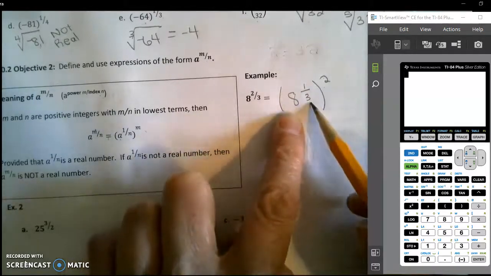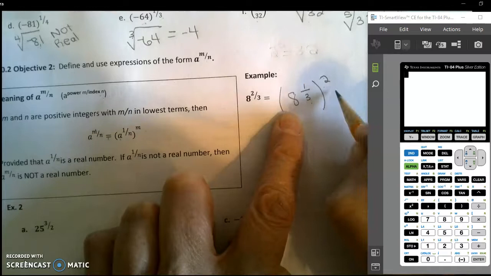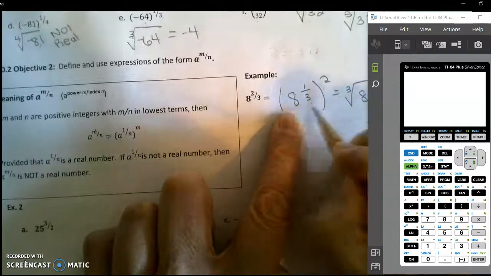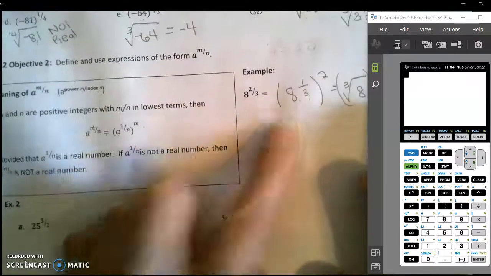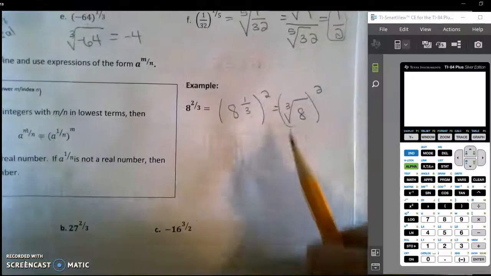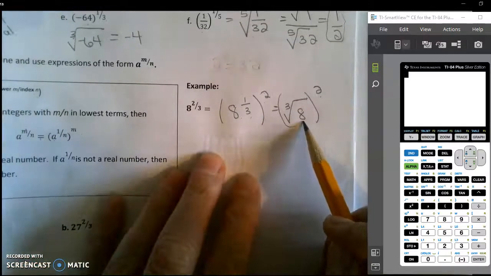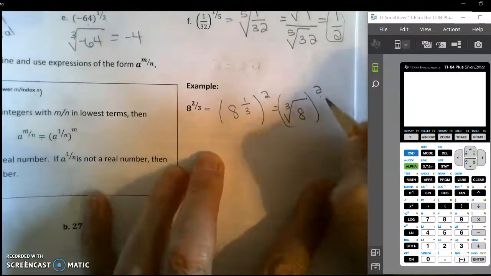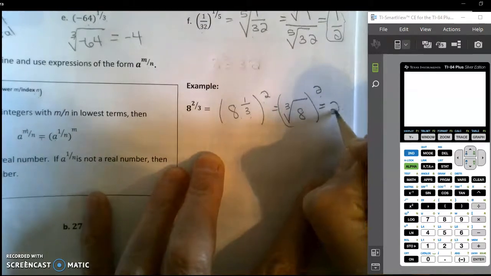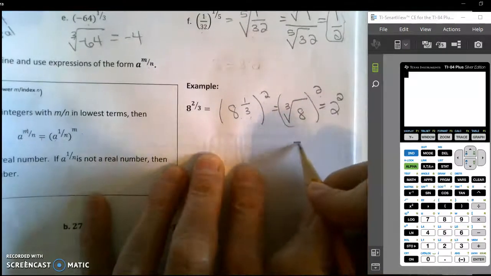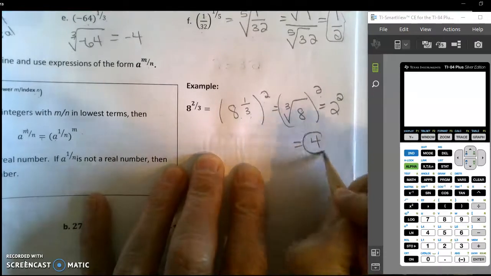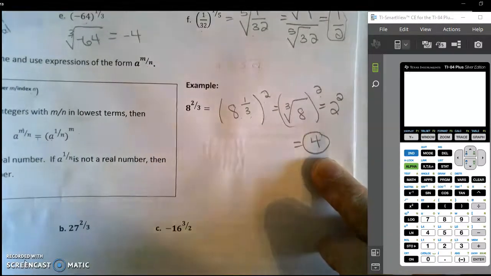This is the cube root of 8. That's what this part represents. And I'm going to square the result. The cube root of 8 we know is 2, so I'm going to have 2 squared. And then 2 squared ends up giving me 4. Okay, so that's my answer for that one.